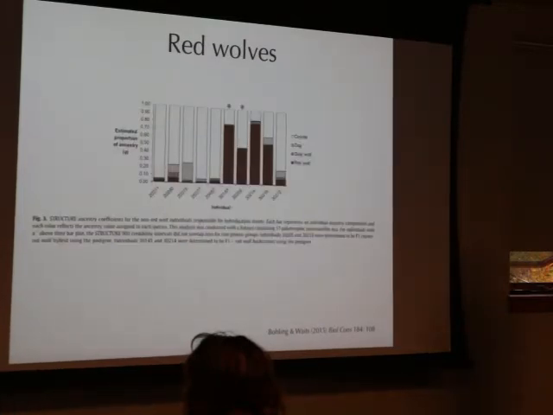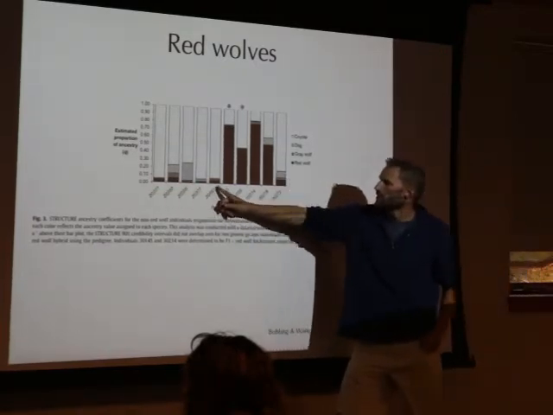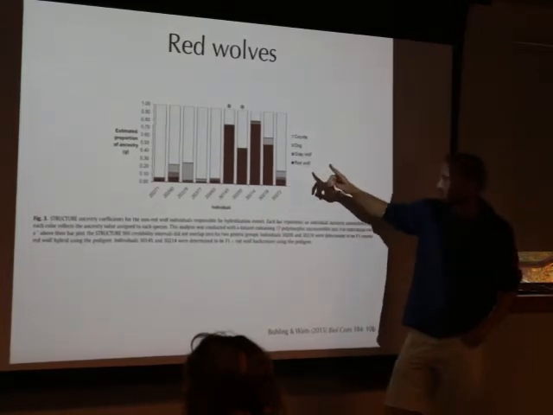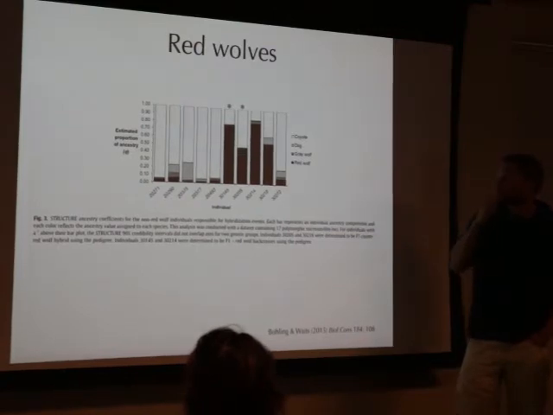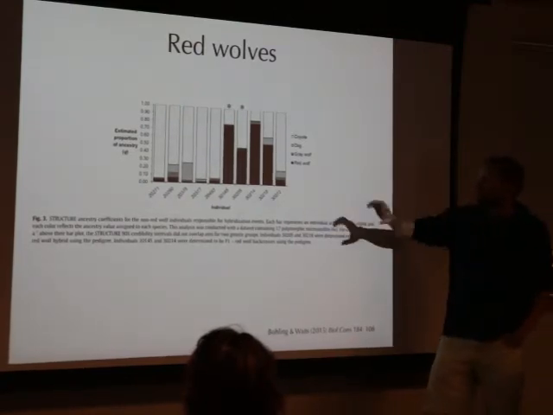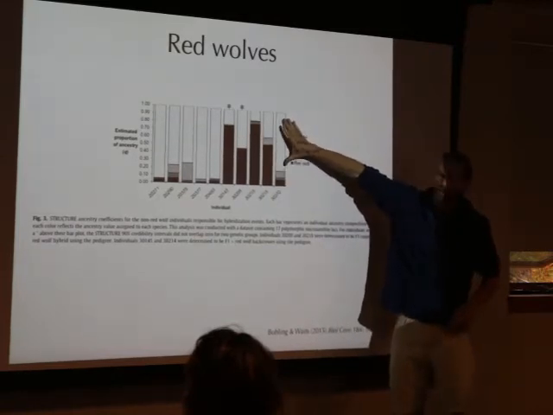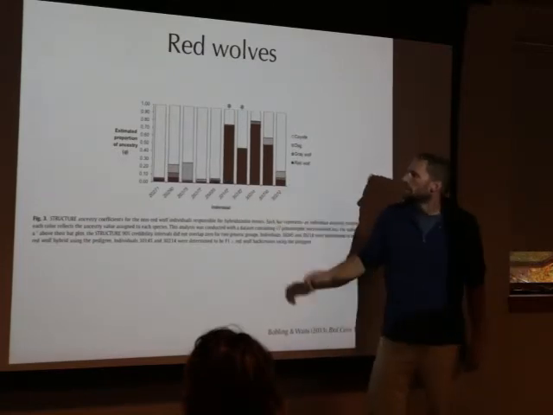But if you look across individuals, here are a bunch of individuals, and it shows the estimated proportion of ancestry. This is using, let's see, 17 microsatellite loci. The black is red wolf ancestry, the really light gray up here is coyote ancestry. So you can see there's a mix of individuals.